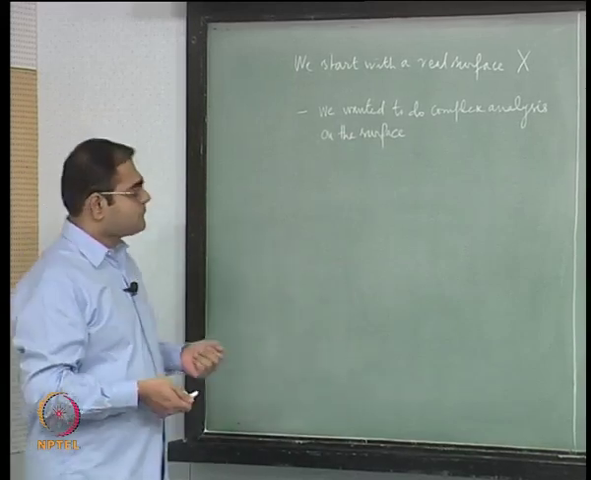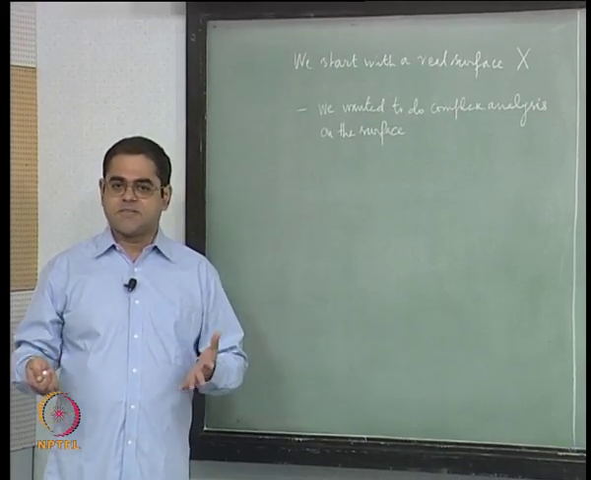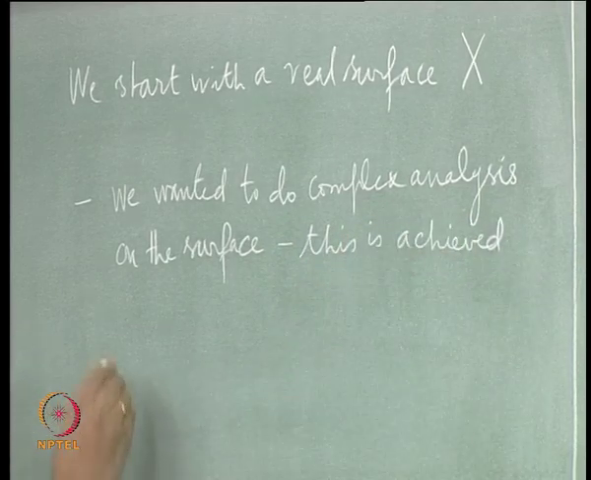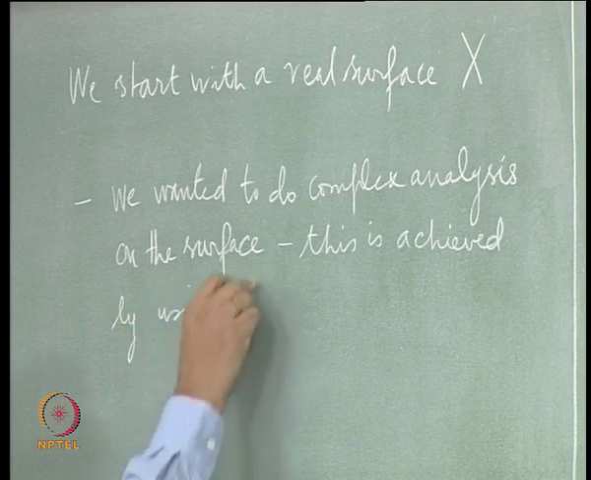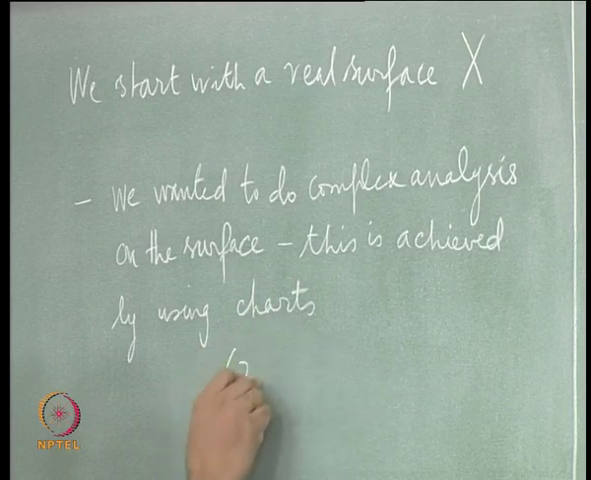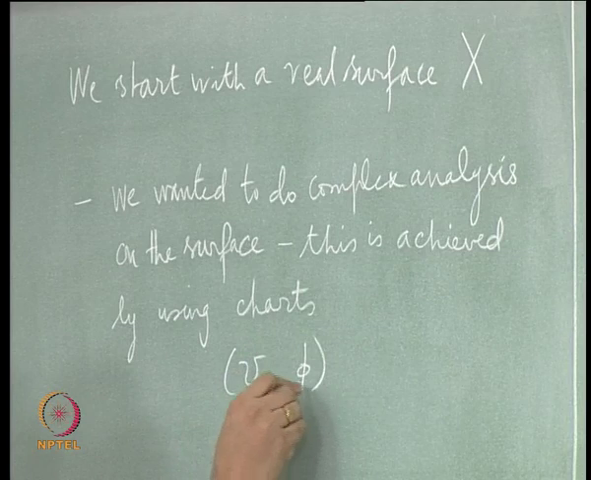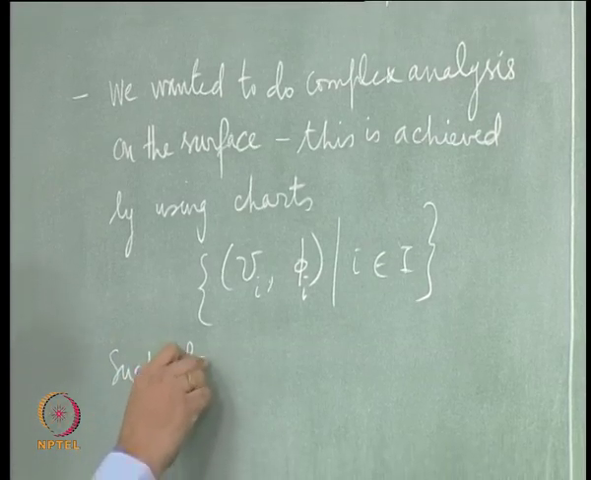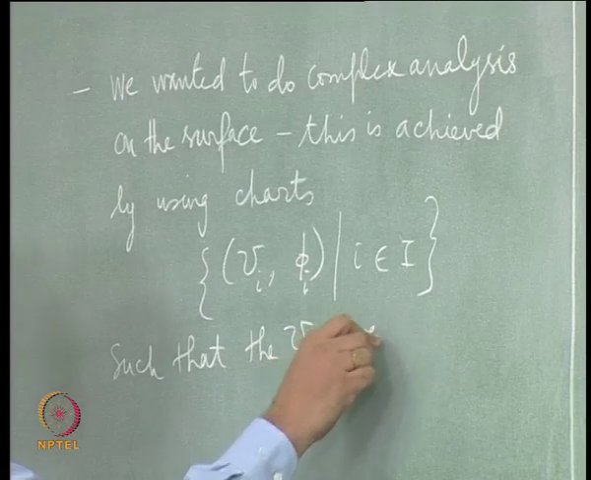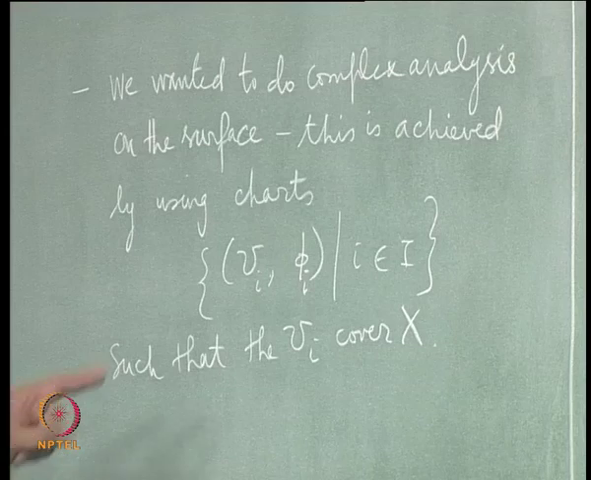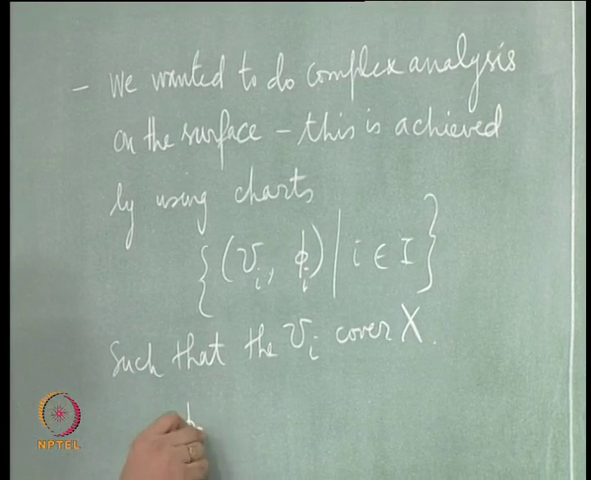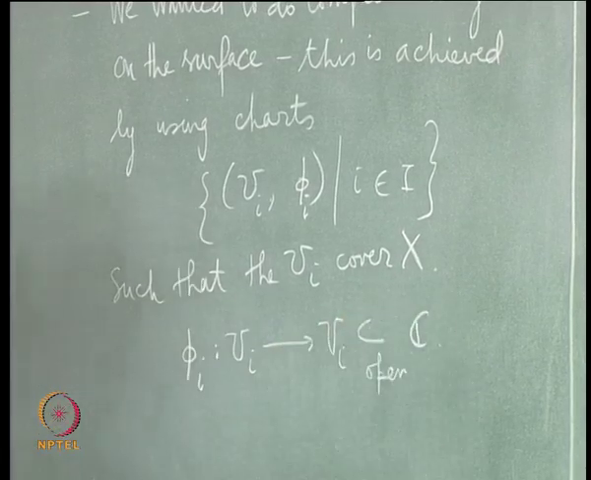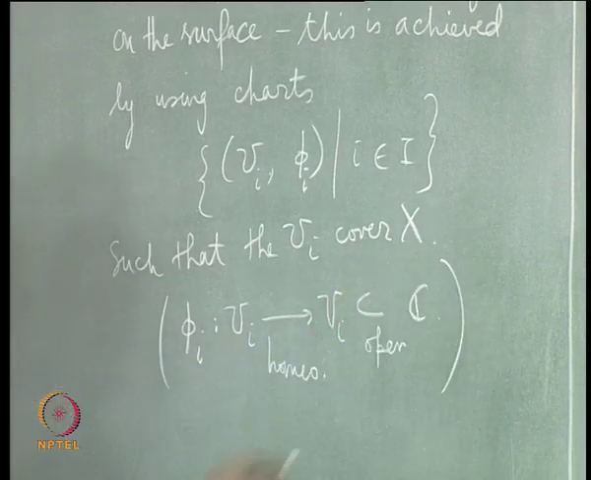Well, in order to do this I told you that we have to use what are known as charts, (U_i, phi_i), where i belongs to an indexing set, such that the U_i cover X. Basically, if you recall, phi_i was a homeomorphism from U_i onto V_i, which is an open subset of the complex plane. This was our definition of chart.